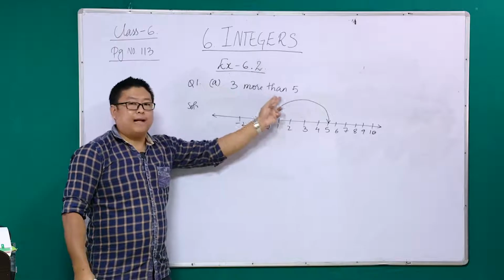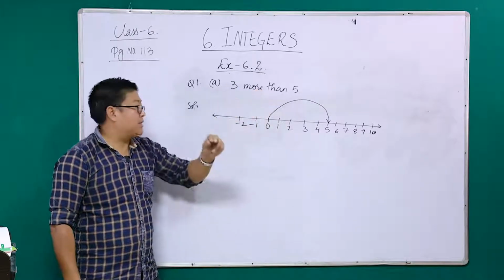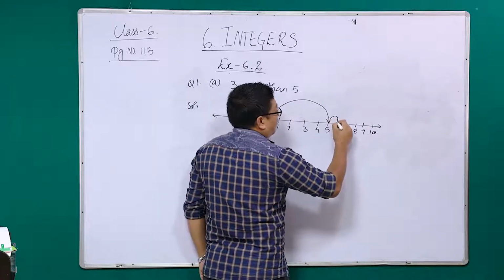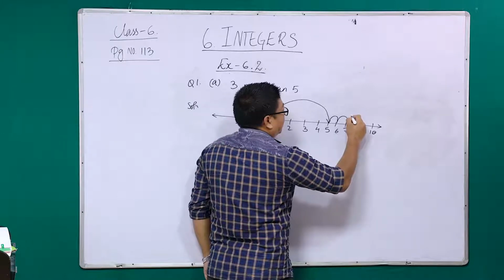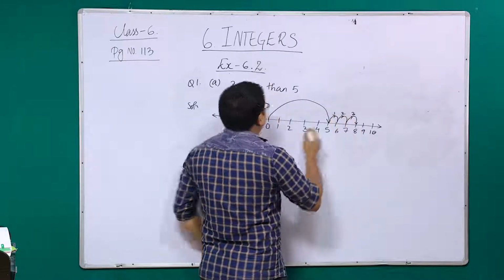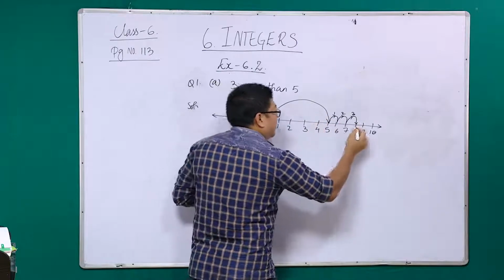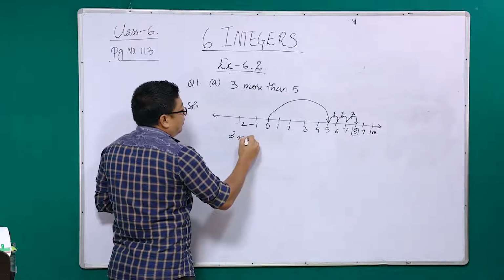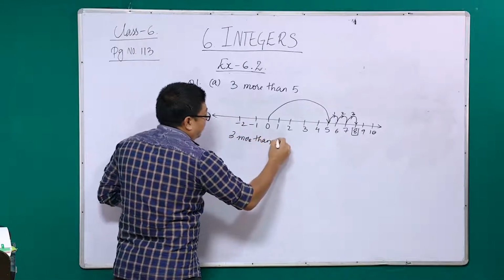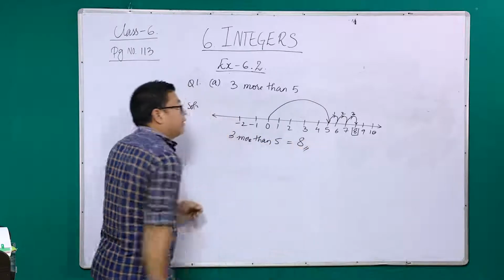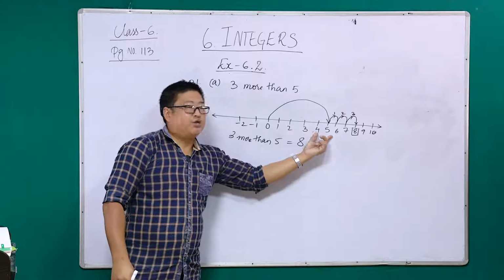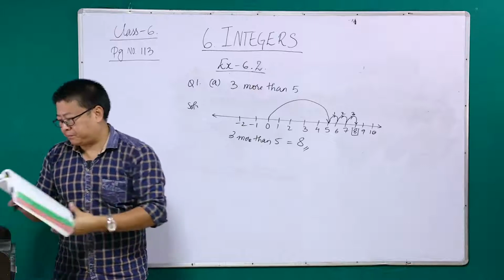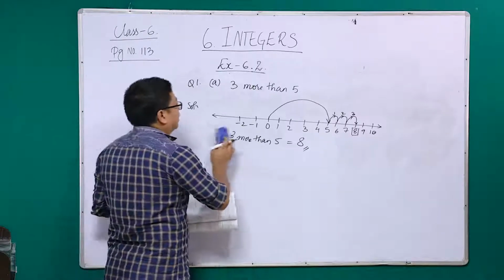Now it is more than. More than, we have already discussed, means plus. So 3 more than 5 means we have to go 3 places to the right. 1, 2, and 3. So when you go to 3, you are getting the answer as 8. So 3 more than 5 is equal to 8. All right? This is your 5. 3 more than 5. 1, 2, 3, 8. All right? This is how you mark integers addition on the number line.